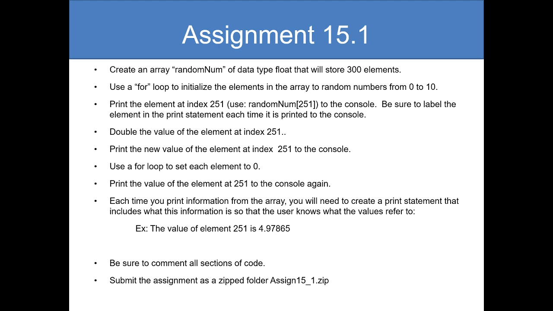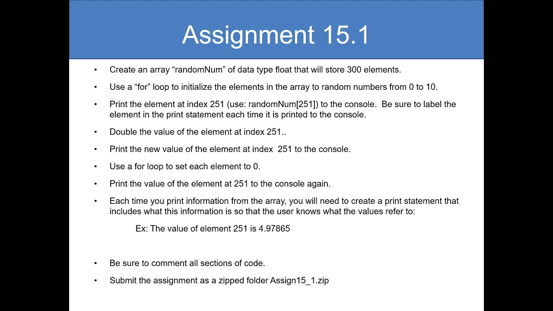Use a loop to reset everything to 0, and print the value again in the console. Each time you print information for the array, you need to create a print statement that includes the information so that I know what I'm looking at. Whenever I look at it, I should be able to go, okay, I'm looking at the value of element 251. I'm looking at the value of 251 doubled. I'm looking at the value when it's reset. So it should have at least those three things in the console.